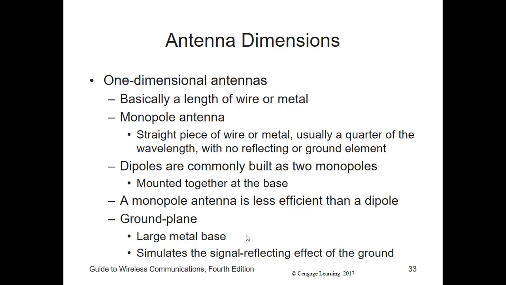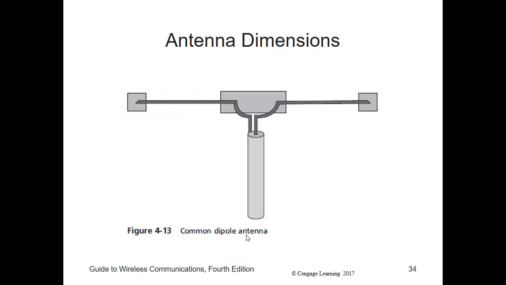Dipoles are commonly used as two monopoles mounted together at the base, where the cable will connect to the antenna, and then laid out in a straight line, and the two ends face away from each other, kind of like that. A monopole antenna is less efficient than a dipole. Dipoles can be built larger because they're usually laid out horizontally.